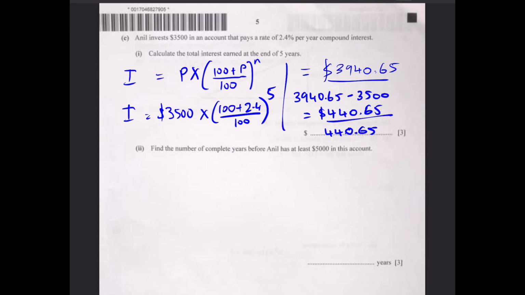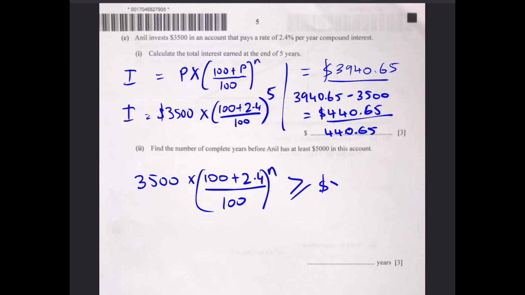Find the number of complete years before Arnold has at least $5,000 in his account. That means that this full thing to the power of n, by the way, we just put 3,500 into 100 plus 2.4 divided by 100, whole thing to the power n, because we are asked to find the number of years, okay? That'll be greater than or equal to 5,000. Now we need to find the value of n. So first of all, let's just simplify this.